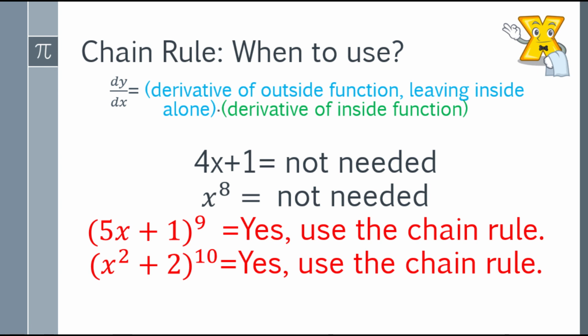Let's see some example. We have 4x plus 1. Gagamitin mo ba yung chain rule? Pwede ka naman gumamit kahit nga constant rule lang. Not needed. X to the 8, hindi naman ganun ka-komplikado. So, pwede ko naman siyang gamitin ng power rule. Yung 8 baba ko, so 8x to the 7th power na.